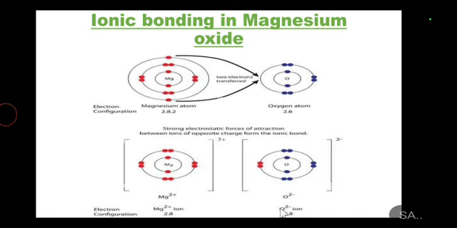In this way, the magnesium and oxygen atoms will unite together with the help of the ionic bond, and they will form MgO, which is magnesium oxide. Strong electrostatic forces of attraction between ions of opposite charge form the ionic bond between them. The ionic bond formed by magnesium oxide is basically stronger as compared to sodium chloride. So this is it.